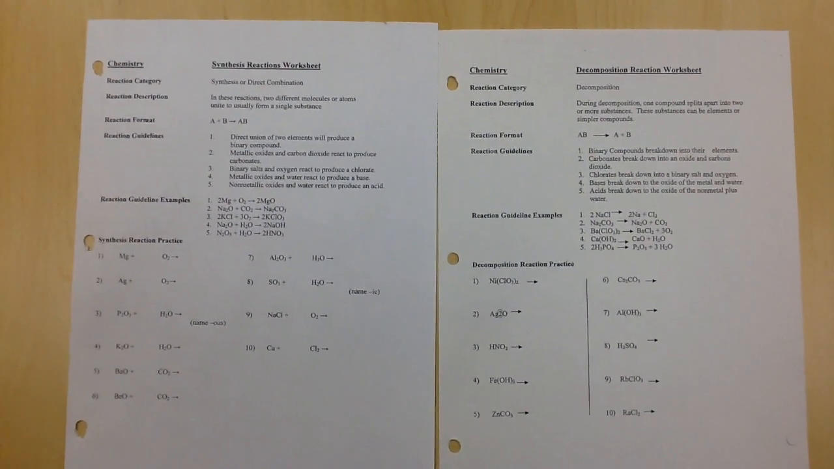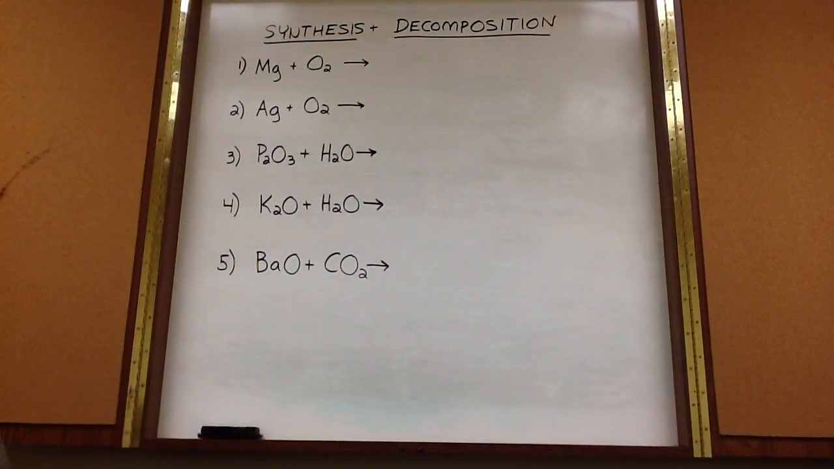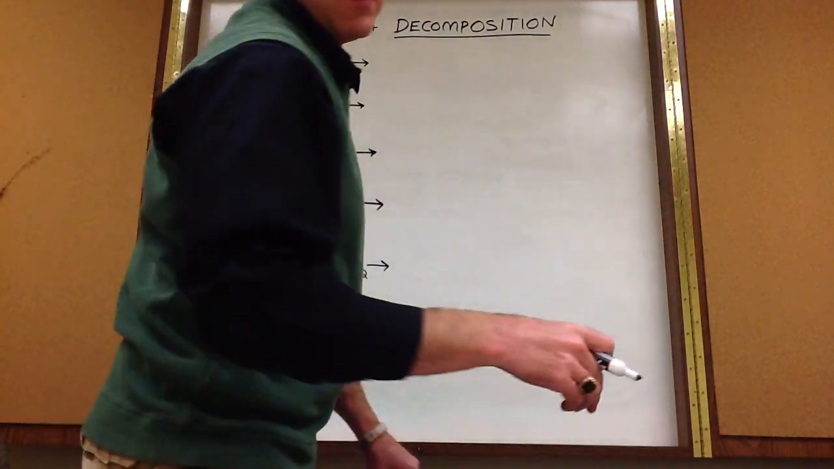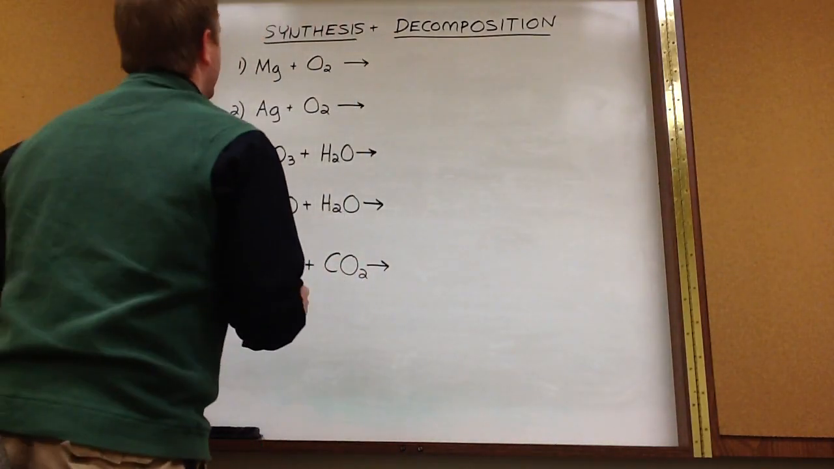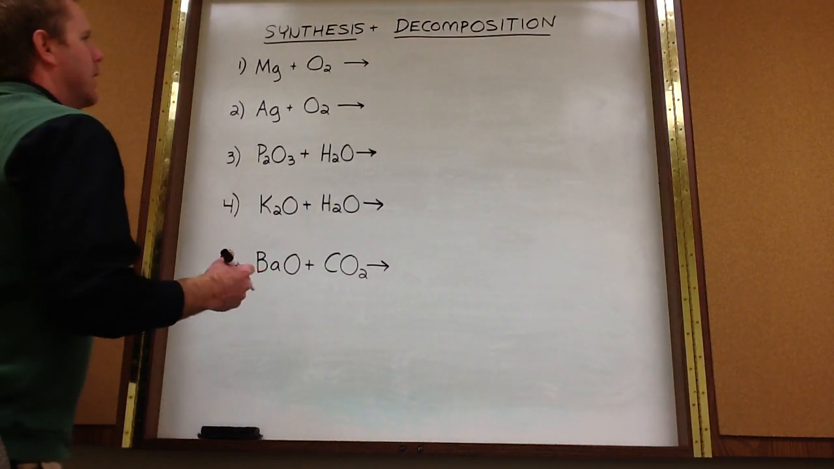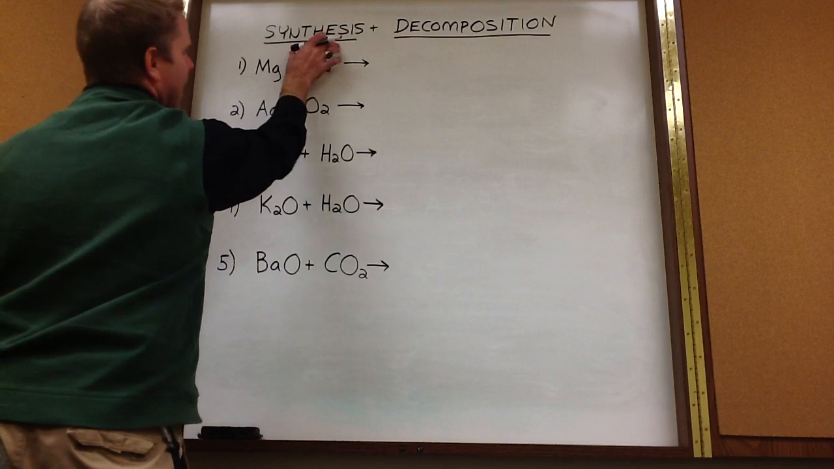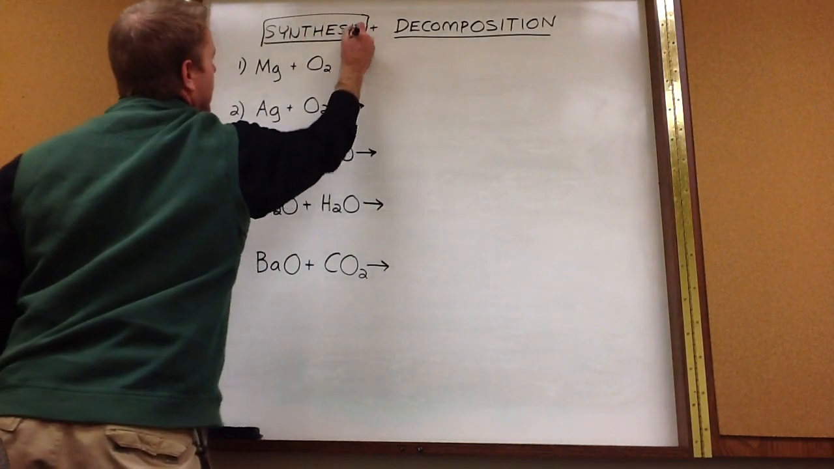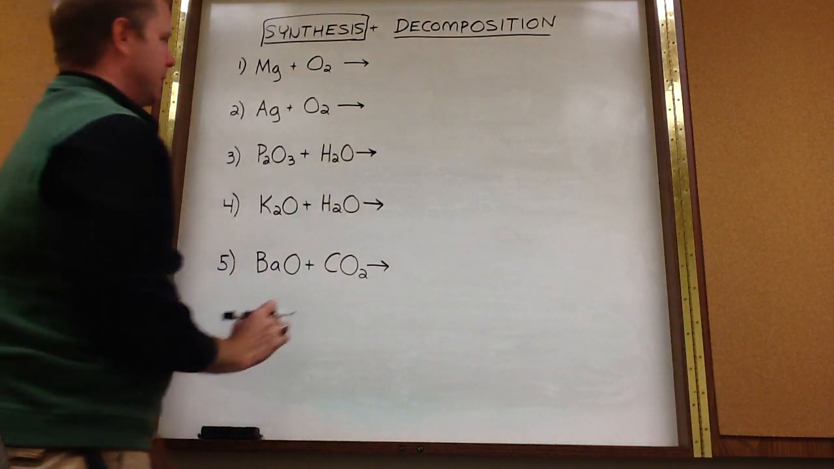Now what I'd like to do is do some examples. With synthesis, I've put the first 5, the first half of them, on the board. We're going to go through these, tell you what rule we use, and go from there. Each of these right now is a synthesis reaction, every single one of them. We're going to take 2 things and put them together.